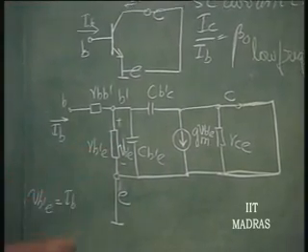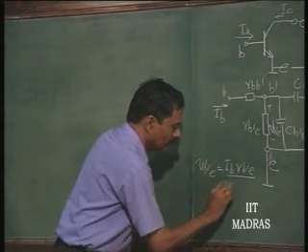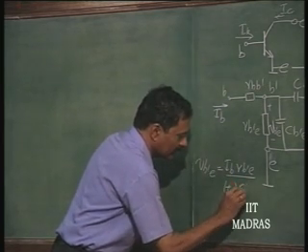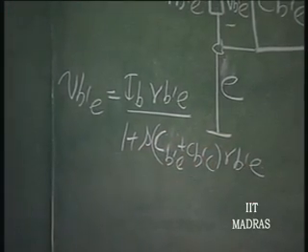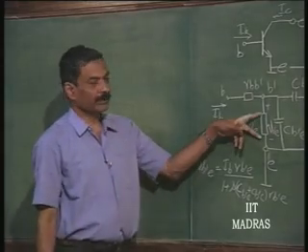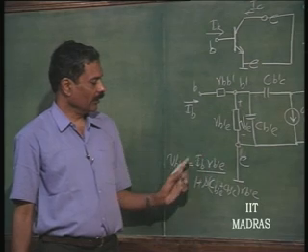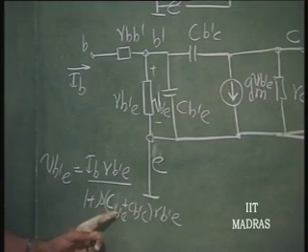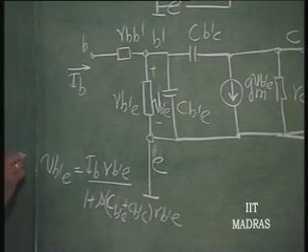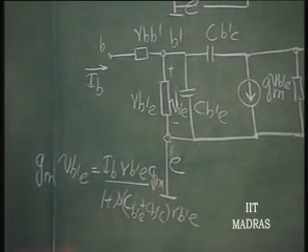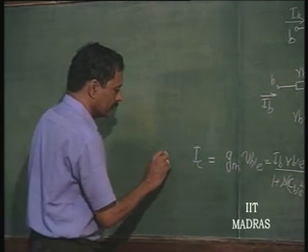So, effectively you have a resistance RB dash E. This resistance comes in parallel with the combination CB dash E plus CB dash C. So, VB dash E is IB into RB dash E divided by 1 plus S times CB dash E plus CB dash C into RB dash E. That into GM is the current in this, and that is the short circuit current IC.